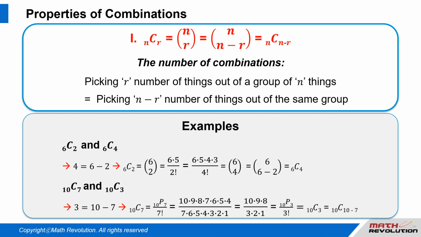10 choose 7 is equal to 10p7 over 7 factorial, which is equal to 10 times 9 times 8 times 7 times 6 times 5 times 4 whole over 7 times 6 times 5 times 4 times 3 times 2 times 1, which equals 10 times 9 times 8 whole over 3 times 2 times 1, which is equal to 10p3 over 3 factorial, which is equal to 10 choose 3, which is equal to 10 choose 10 minus 7.